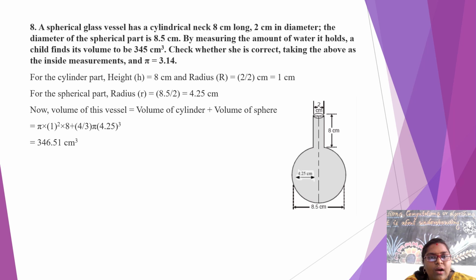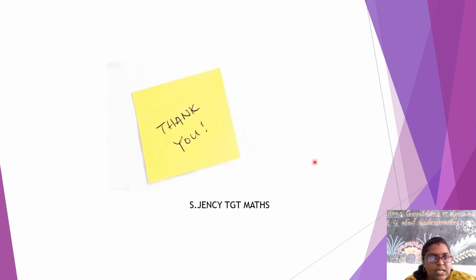And the 8th one: a spherical glass vessel has a cylindrical neck of 8 centimeter. So it is the combination of two things: one is a cylinder, another is a spherical part, a sphere. First you have to find the volume of the cylinder, then the volume of the sphere. If you add them, you will get the total figure. Clear? Right.